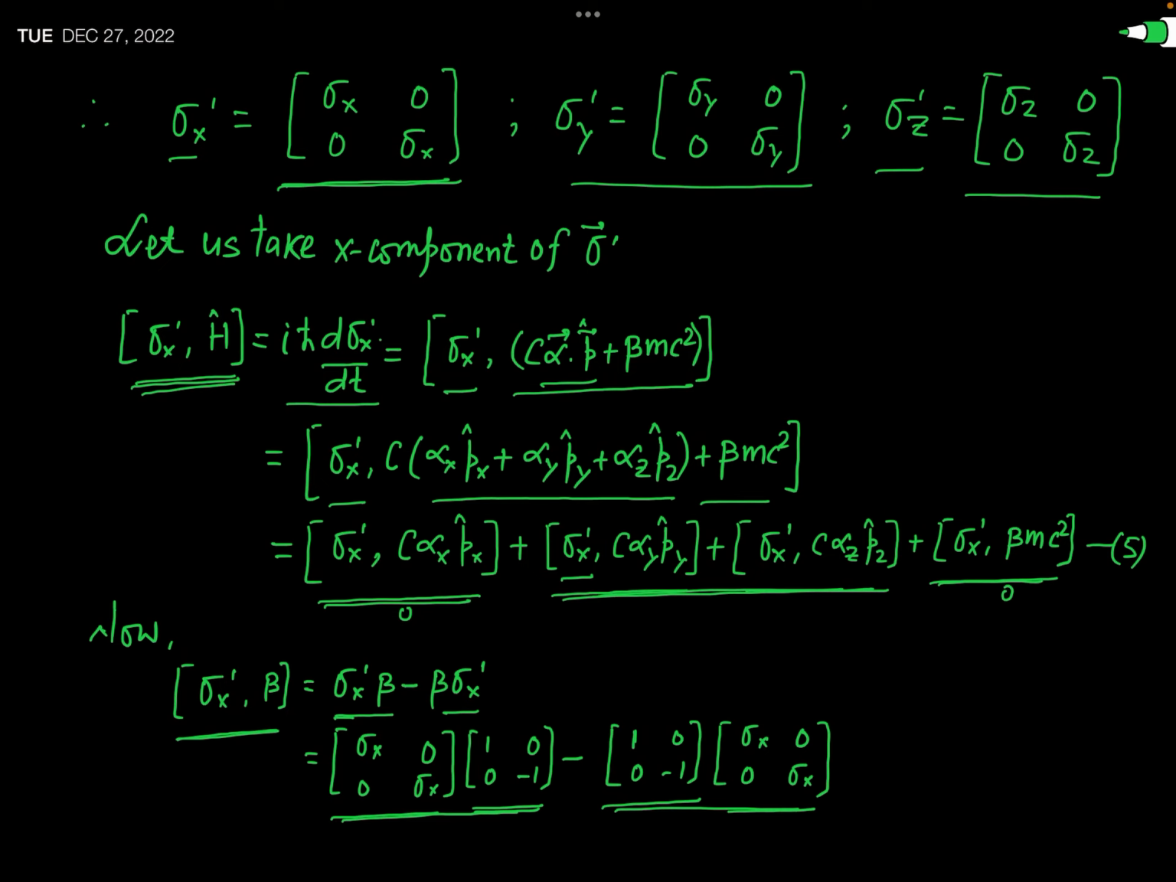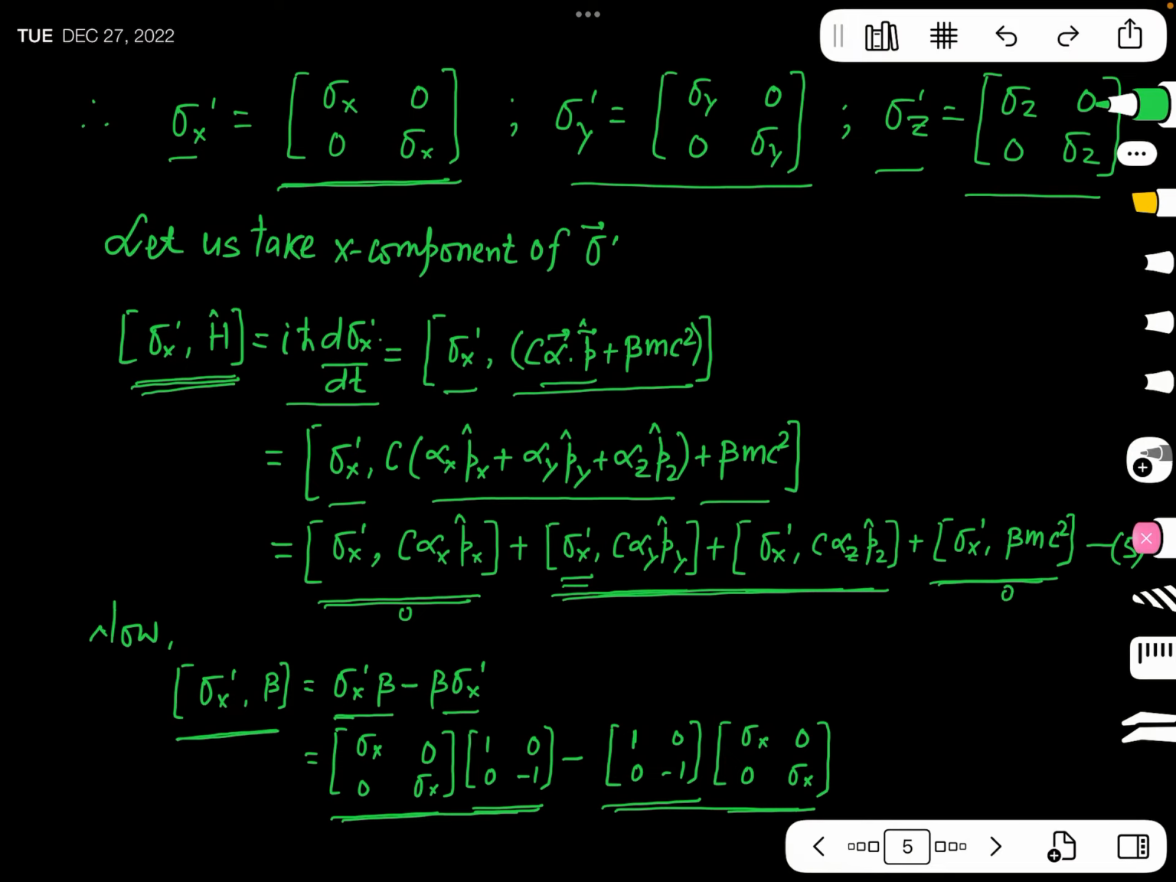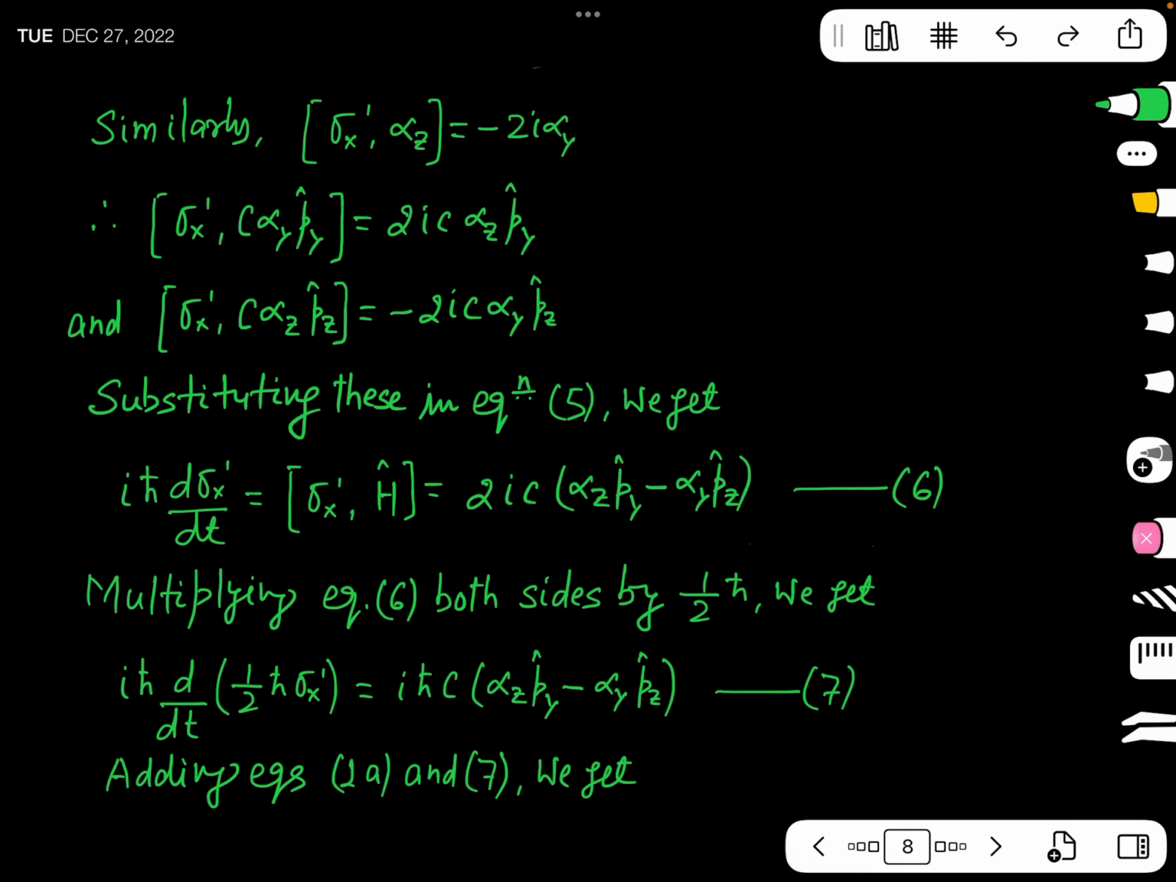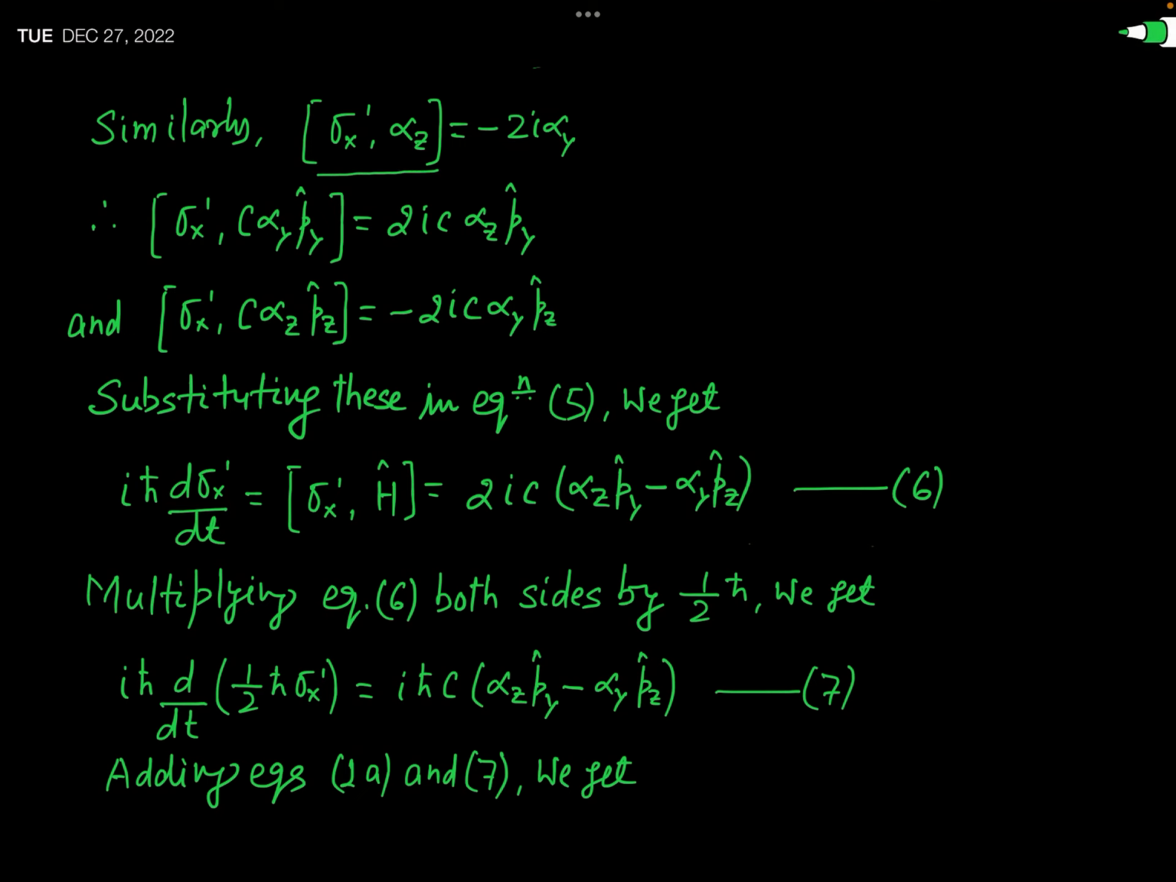So now we will see what will be this commutator, that is the commutator of sigma x and c alpha y py. You can see easily. This is very simple. But first of all, I have written here that in a similar manner, if you try to find the commutator of sigma x dashed and alpha z, then you will get that this is equal to minus 2i alpha y. You can try it.